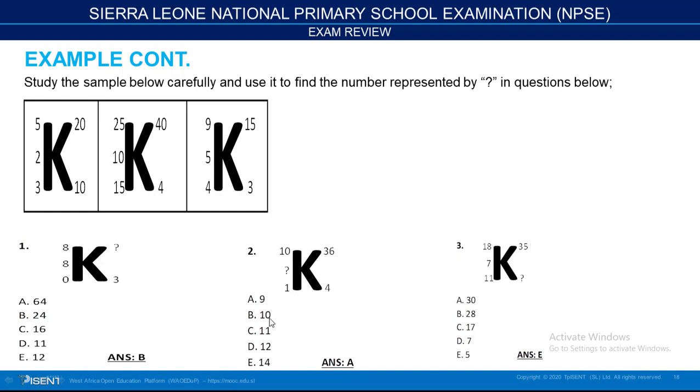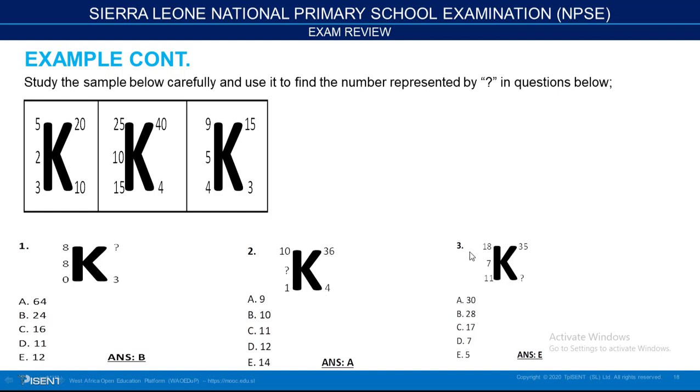Let me show you why B is not correct. Because 10 minus 10 will not give you 1. It will give 0. And then 4 times 10 will not give you 36. It gives 40. Why is C not correct? 10 minus 11 will not give you 1. It gives you minus 1. And 4 times 11 will not give 36. It rather gives 44. Similarly, all of this, 10 minus 12 will not give 1. 10 minus 14 will not give you 1. So therefore here, that's why A is correct, because 10 minus 9 is 1. 4 times 9 is 36.